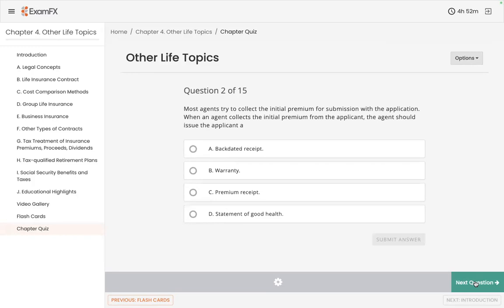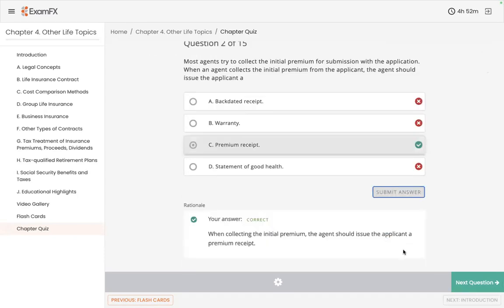Most agents try to collect the initial premium for the submission with the application. When the agent collects the initial premium with the application, the agent should issue the applicant a backdated receipt, warranty, premium receipt, or statement of good health. It's C, if they made the actual purchase the same day, with the premium. D is after the policy is issued.